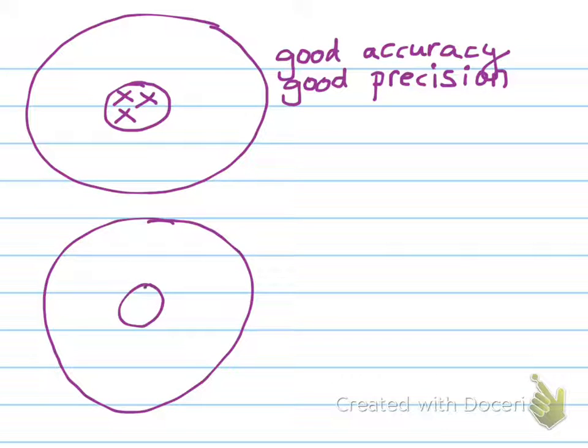Think for a moment then, what would my results look like if I had poor accuracy but good precision? Poor accuracy means I didn't hit the bullseye. But good precision means my shots or my throws are tightly grouped. So they might look like this. This is poor accuracy, so I'm not accurate. But good precision.